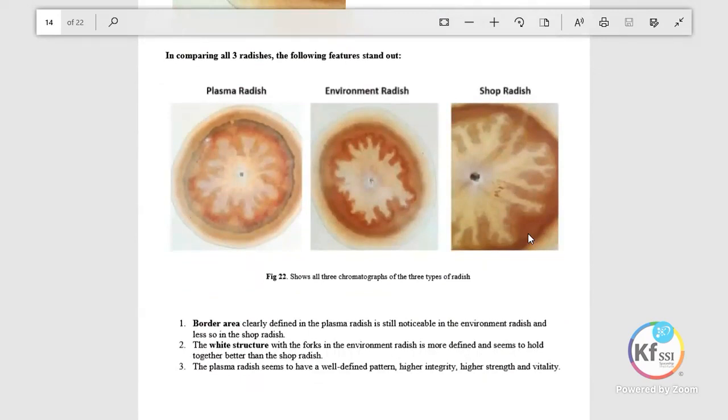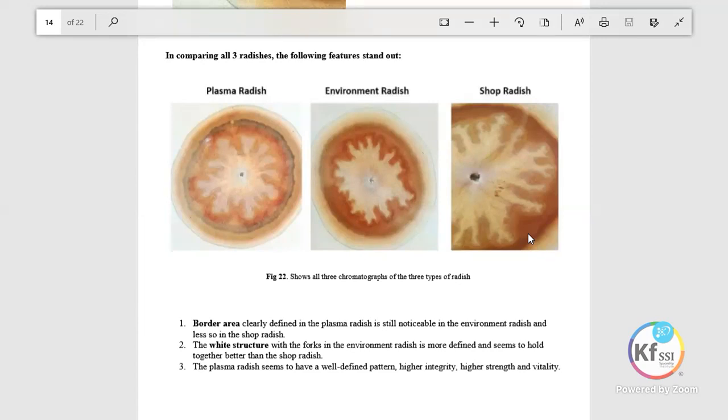So we have on the left, the plasma, the middle is the environment, and the third one being the shop. When we look at the border area, we can see it's really, really distinct on the plasma. It is there on the environment radish, not as strong. And then on the shop radish, we only seem to have sort of the one outer band there.